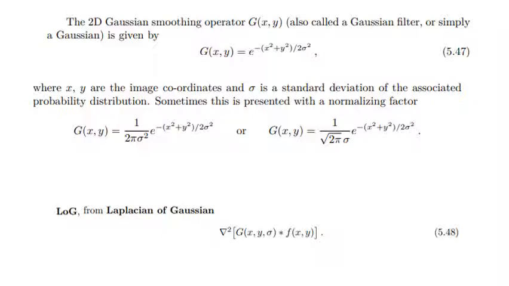This is your normal Gaussian function you might have observed. So what are x and y? The x and y are the image coordinates, correct? It is an image, so it's a two-dimensional space, and x and y are the spatial coordinates. What is sigma? Sigma is the standard deviation, okay? And when we speak of standard deviation, it is associated with a probability distribution function. Sometimes we can also use a normalizing factor.